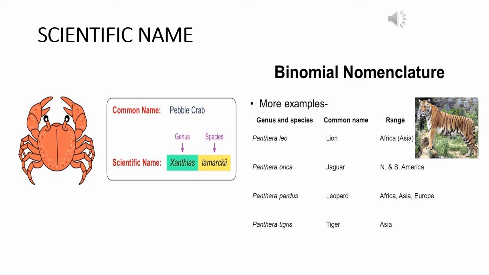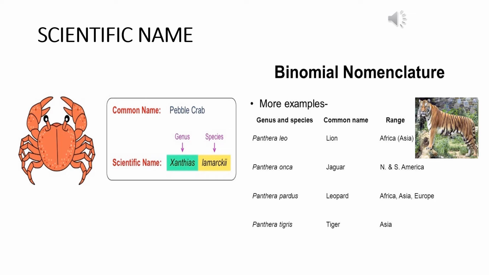So for the ease of communication purpose, the scientific name is given, and it is done in Latin language, because the Latin language is a dead language. So there are no more changes that can be done to the language. So whenever a name is given to a particular organism, it is constant and it is unique and it is universally and widely accepted. Now in case of the pebble crab, the scientific name is Xanthias lamarcki.